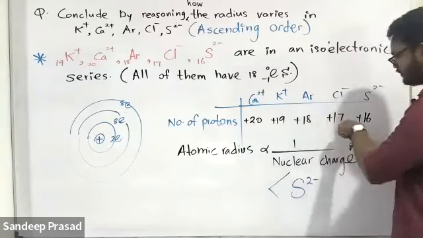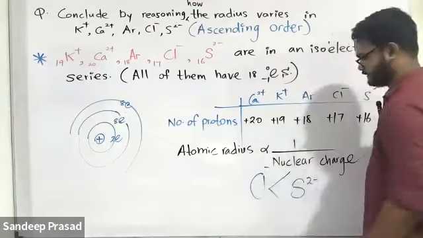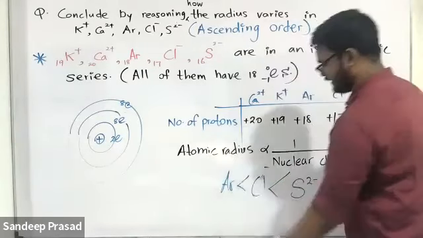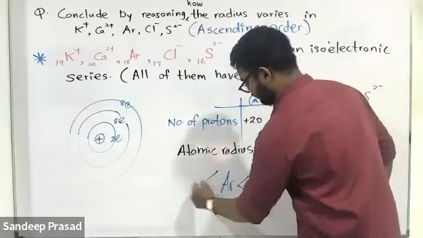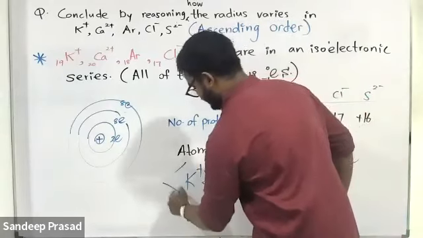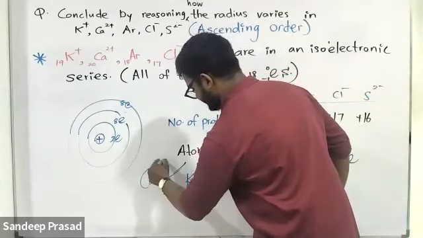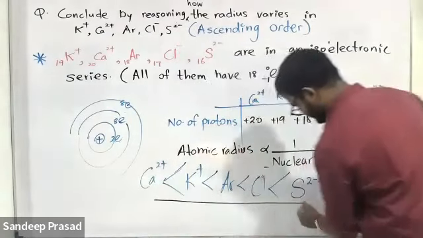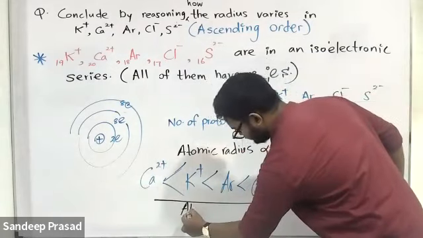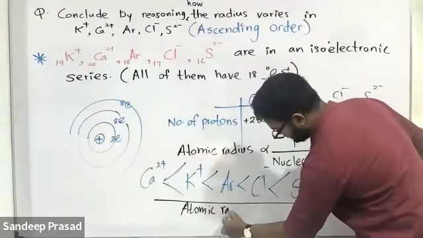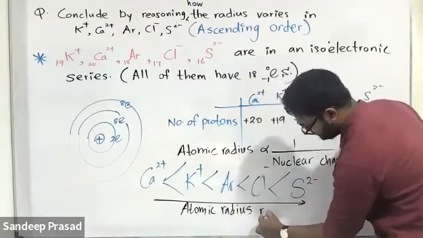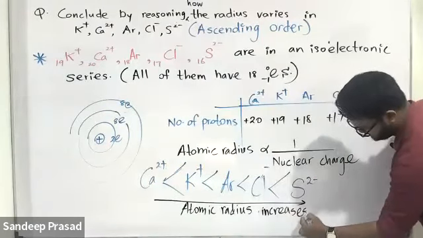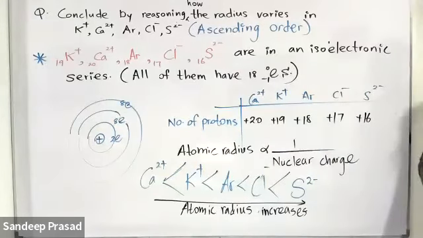Then chloride, Cl minus. Then argon. Next one, potassium plus. Last one, that means the least radius belong to the calcium 2 plus. Atomic radius increasing for this direction. So this is the ascending order. Atomic radius increases, right? Okay.